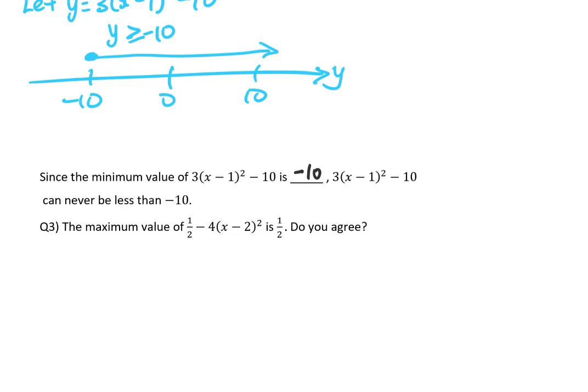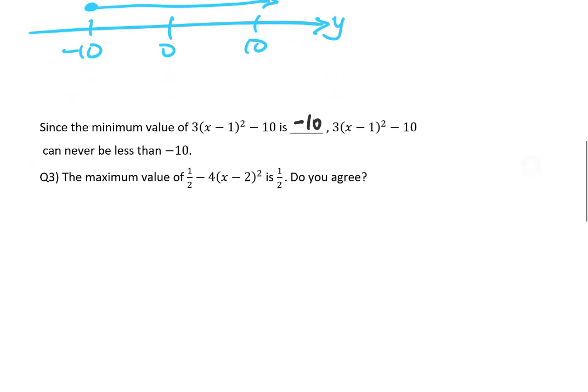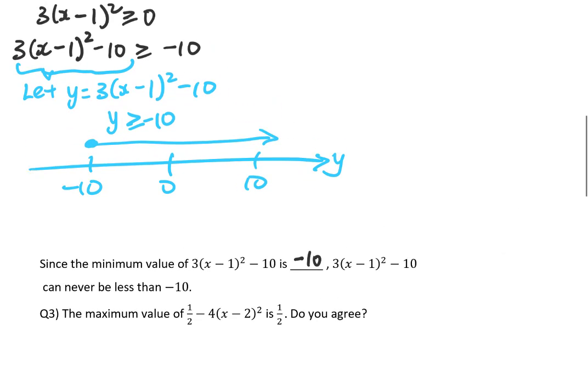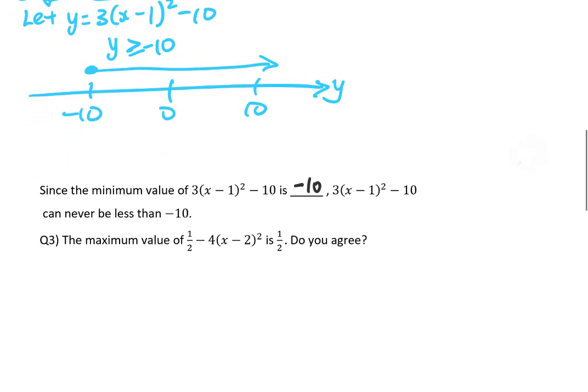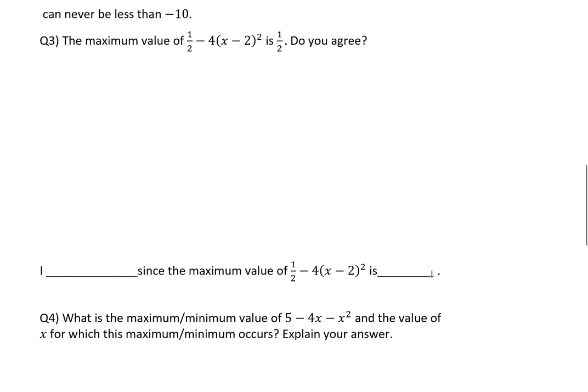3 bracket can never be less than negative 10. That's all. This is how you explain it. You explain by proving the square is more than or equal to 0. Then you manipulate to the equation. Okay? So question 3. Maximum value of half is half.